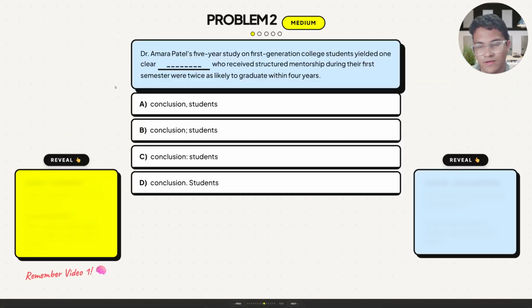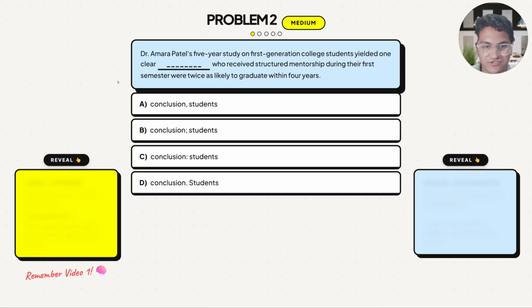Question 2. Dr. Amara Patel's 5-year study on first-generation college students yielded one clear blank, who received structured mentorship during their first semester were twice as likely to graduate within 4 years. So let's replace "conclusion" since the punctuation only comes after the word. Dr. Amara Patel's 5-year study on first-generation college students yielded one clear conclusion. This is a complete sentence.